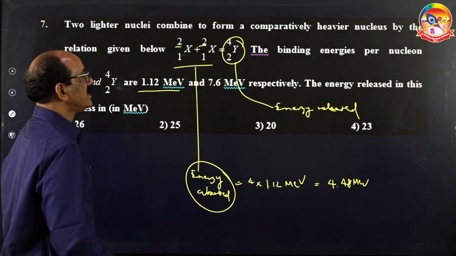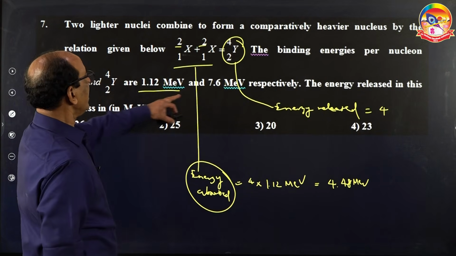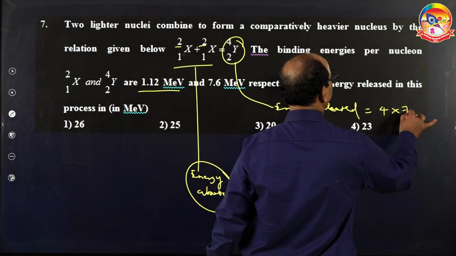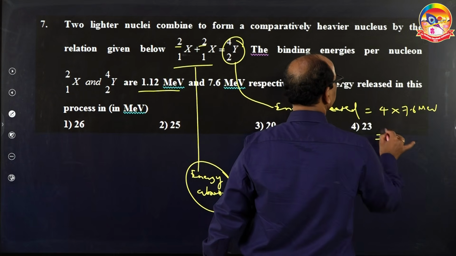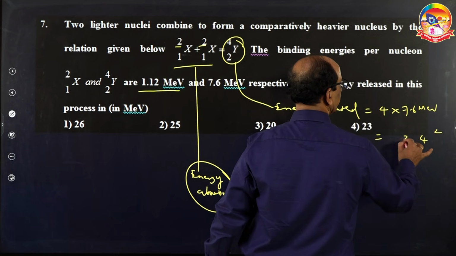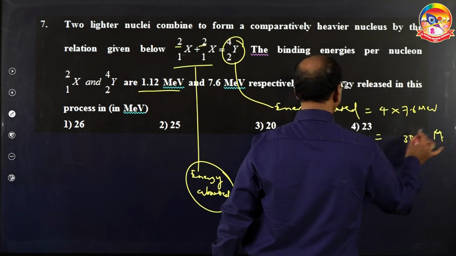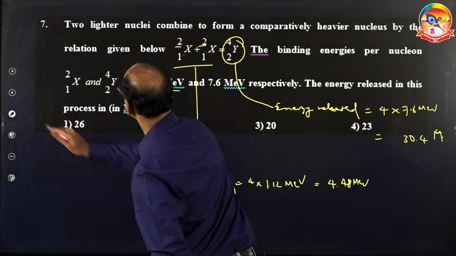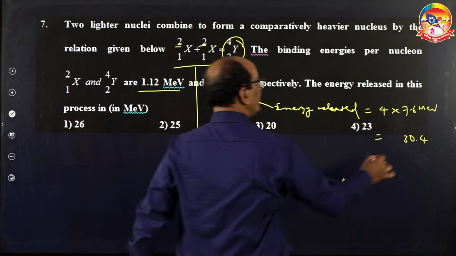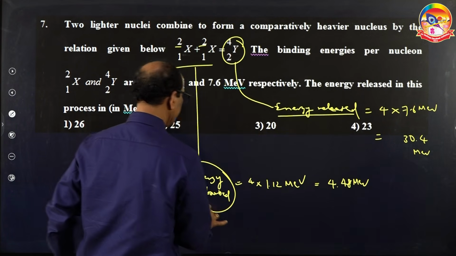So, energy released: 4 nucleons are there, and the energy released is the binding energy per nucleon times 7.6 million electron volt. So, 4 sixes are 24, 4 sevens are 28, so it is 30.4 million electron volt. Okay. If it is 30.4 million electron volt, this is the total energy released, this is the energy absorbed.